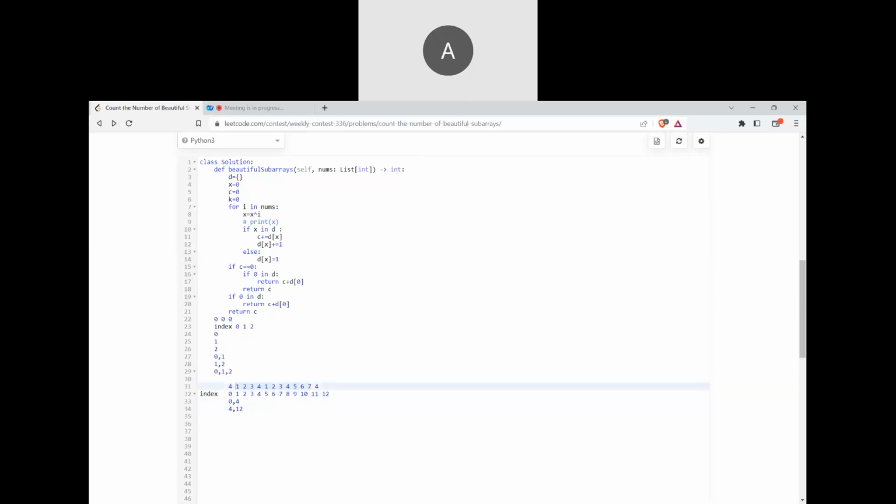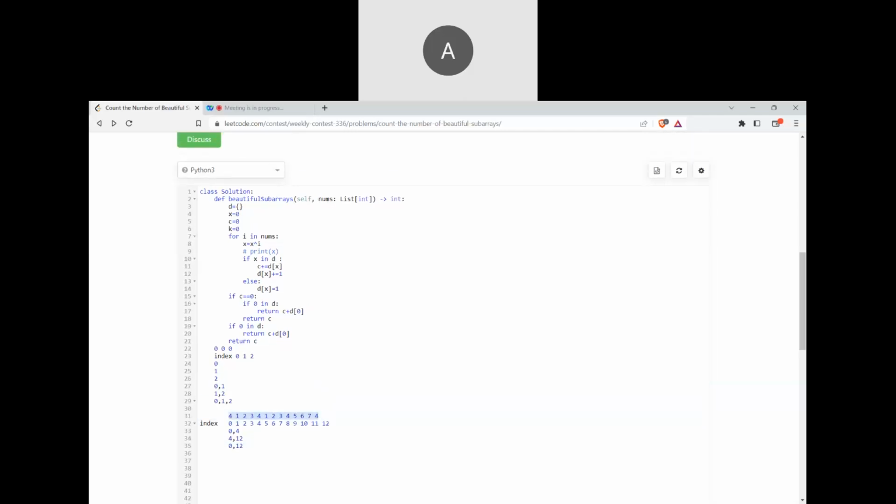So the part in between is 0. So one more is 0 and 12. So 3. This is the number of times. This is the number of beautiful subarrays present in this array. Is that clear?